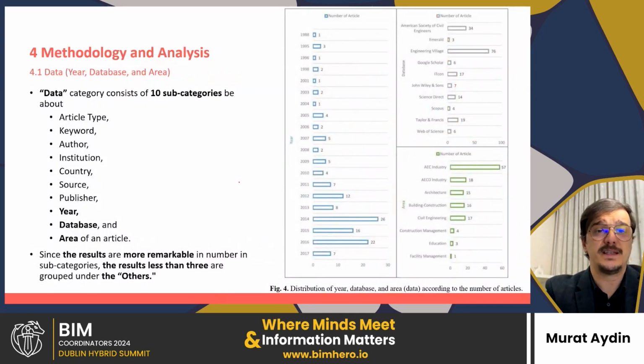The number of articles has increased steadily between 1995 and 2011. BIM and automated code compliance checking have gained importance after 2011. It peaks in 2014 and 2016. Most of the articles are obtained from Engineering Village, and most of the articles are performed in the architecture, engineering, and construction industry, or AEC industry.